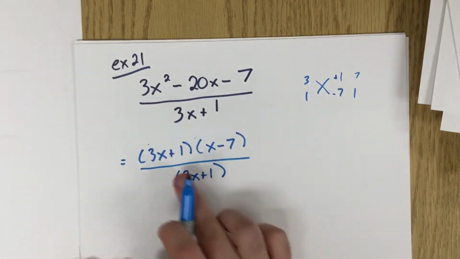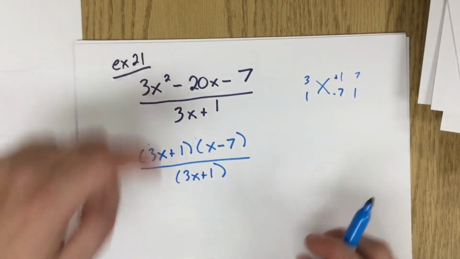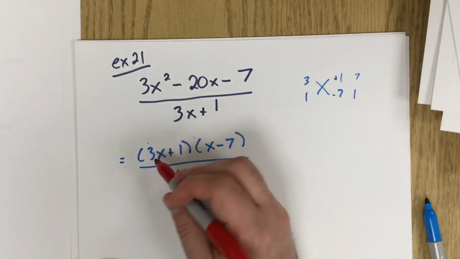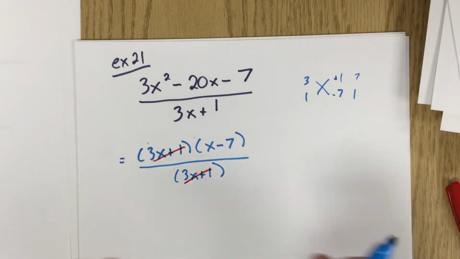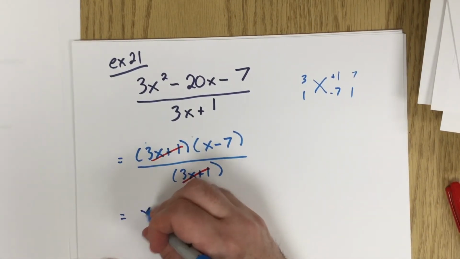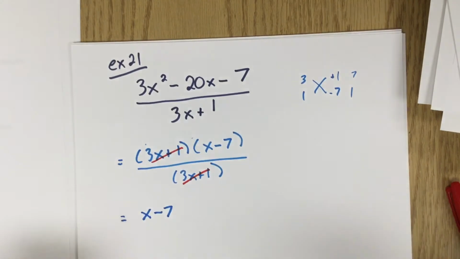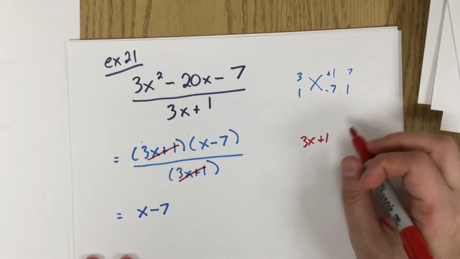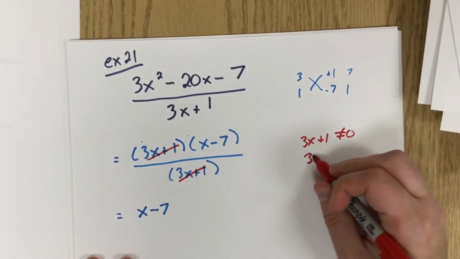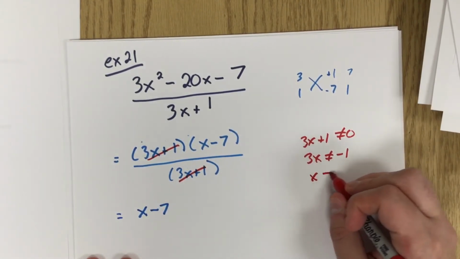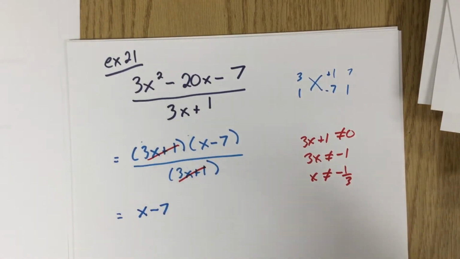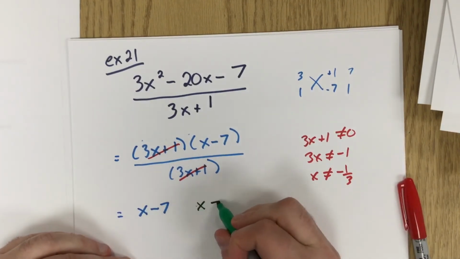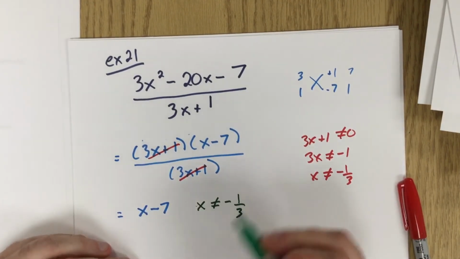And by the way, we kind of knew that 3x plus 1 was going to be a factor because we wanted something happy. We wanted something interesting to happen. If these weren't the same, nothing interesting would happen. These cancel, and we end up with x minus 7. So this is equivalent to that. There's a restriction. The restriction is that 3x plus 1 is not equal to 0, so 3x is not equal to negative 1. So x is not equal to negative a third. So this is equivalent to this as long as x is not equal to negative a third.